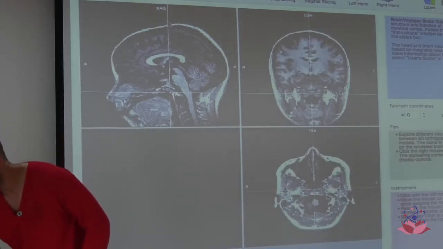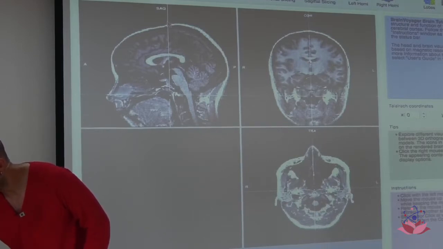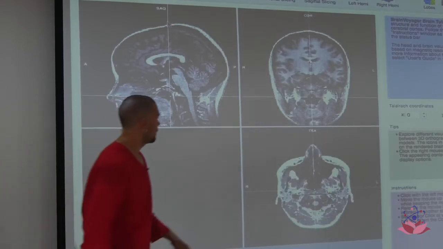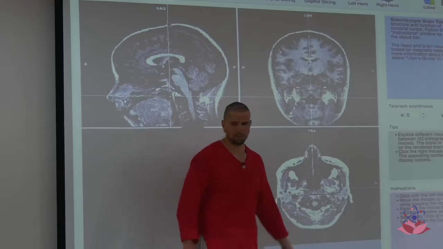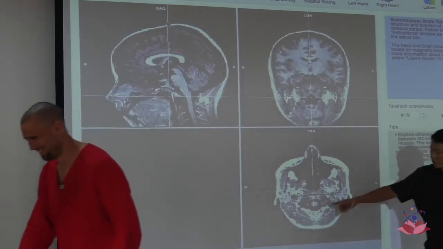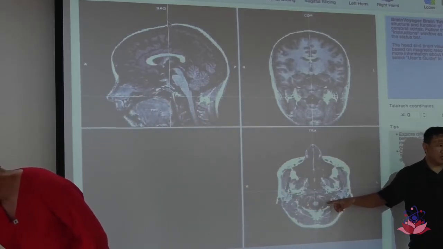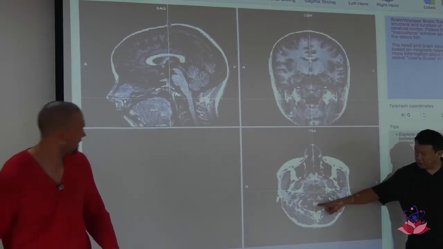And now we're starting to see a little bit of the most important structure of the nervous system, the spinal cord.